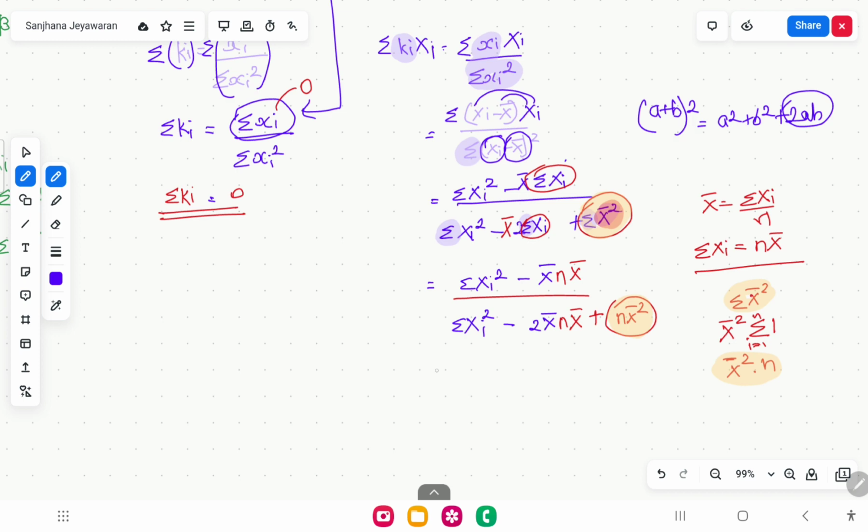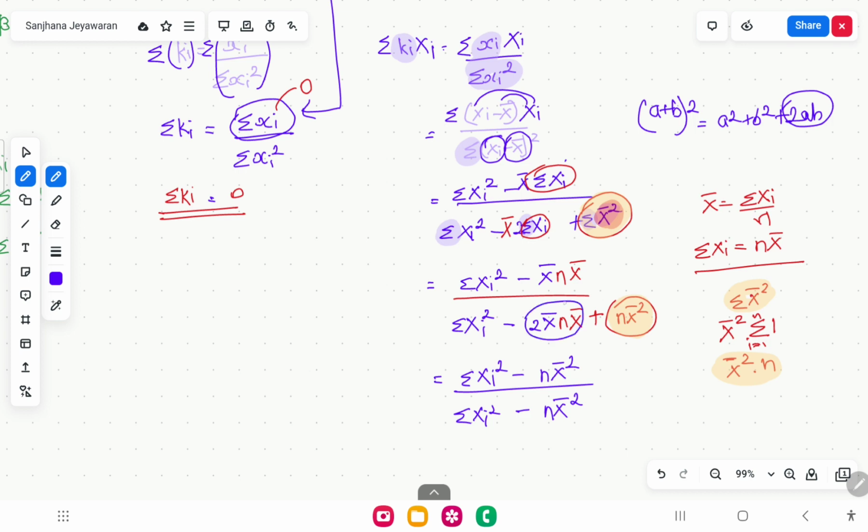So if I simplify the whole thing, it will be sigma xi square minus nx bar square divided by sigma xi square. Here we have minus 2 nx bar, here we have plus 2 nx bar, so it's like minus 2 plus 1. So minus 2 and plus 1 is minus 1. So I can write it as minus nx bar square. I hope you have got this.